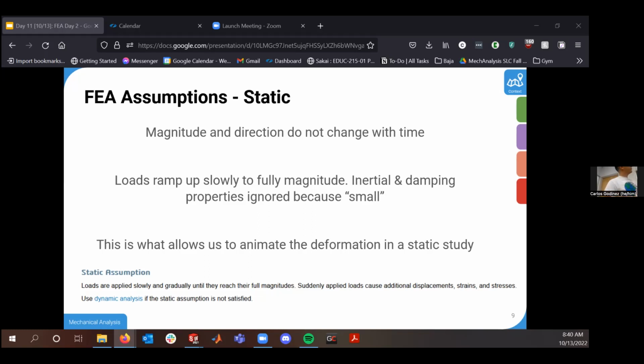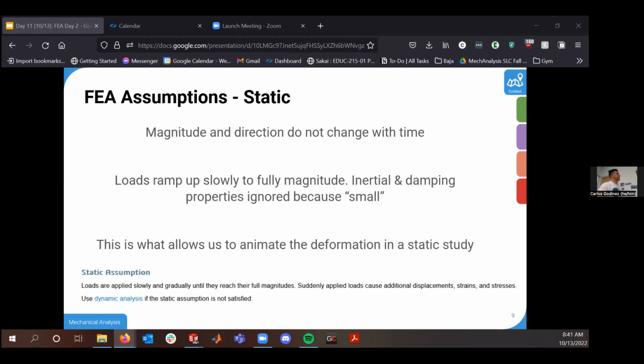That ramping up slowly to your full load is what allows you to animate your SolidWorks studies. When you're doing a static study, you notice an animate section. It's solving those for each of those discrete sections, but it's not doing it in discrete time steps like it would for a dynamic study. It's just doing it kind of frame by frame, so that you can get an animation.